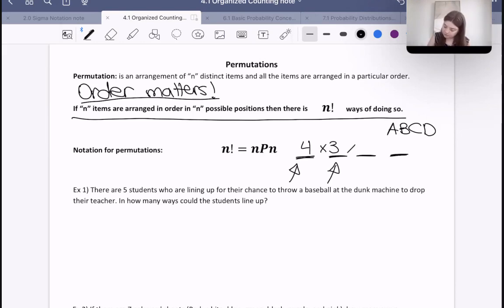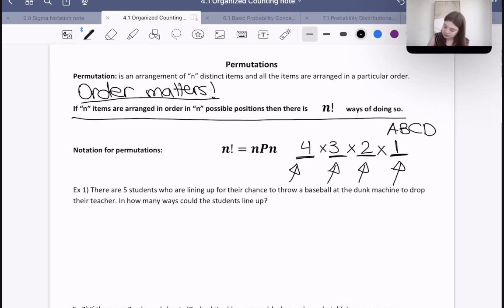Now that we filled the first and second spots, there are only 2 letters left. We don't know which 2 are left, but we know that 2 of these letters are gone, and we have 2 of the 4 letters left. Then how many possibilities do we have for the very last spot? Well, only 1, because all 3 of the other letters have already been placed, so it's just whatever letter is left. If we already used A, B, and C, D goes in the last spot, or if we already used B, C, and D, A goes in the last spot, and so on.